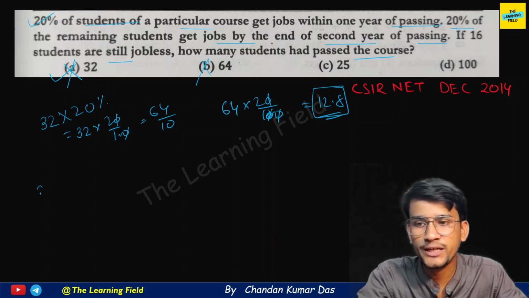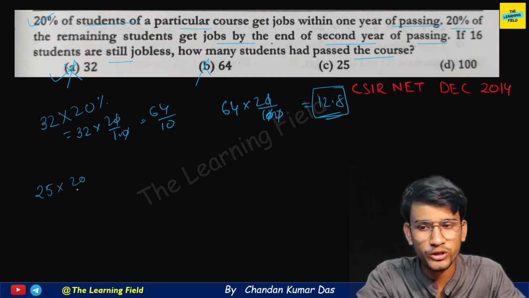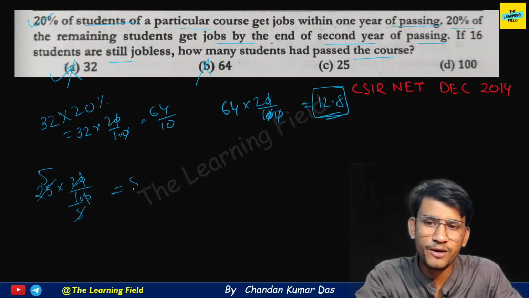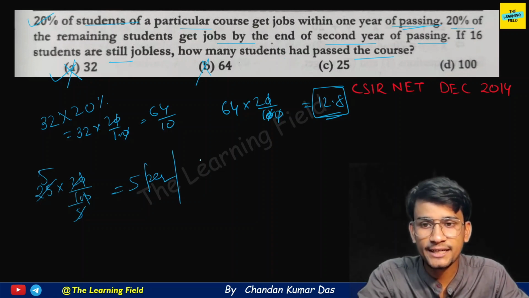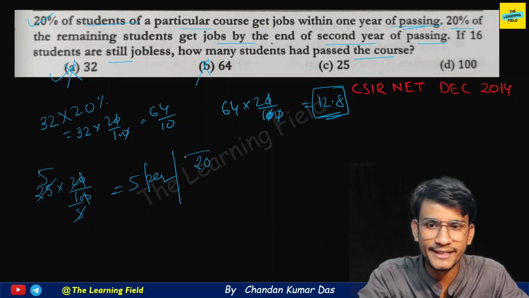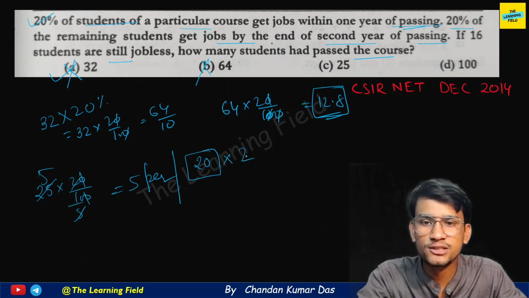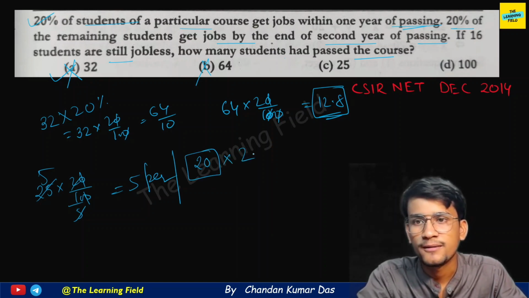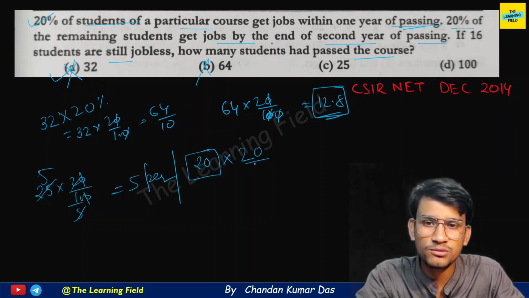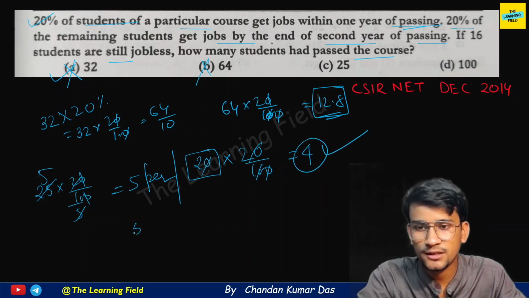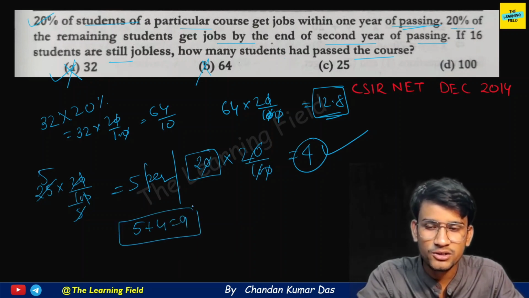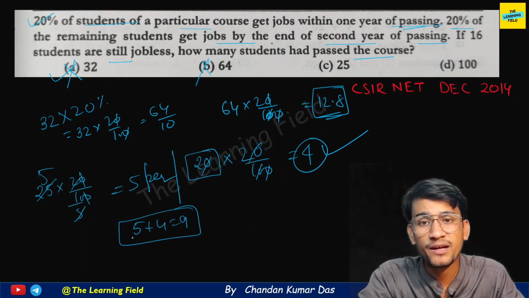Now if we take 25, then 20% of 25 means 5. So 5 get jobs. Yes, this may be possible. Then the number of people remaining is 20. Now 20% of 20 gained jobs in the next year, so what will it be? This gives 4, which is also an integer. Yes, this may also be possible. Now 5 plus 4 gives 9. So 9 get jobs after passing 2 years.